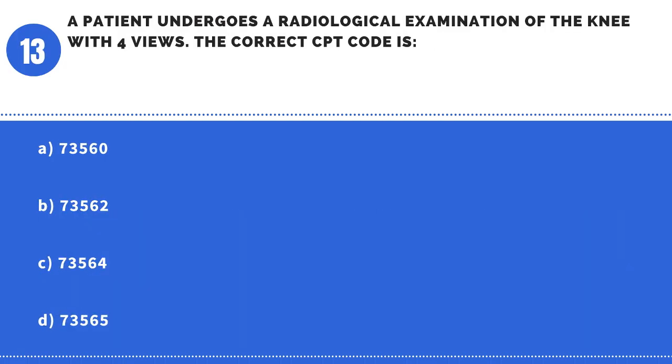Question 13. A patient undergoes a radiological examination of the knee with 4 views. The correct CPT code is A. 73560. B. 73562. C. 73564. D. 73565.